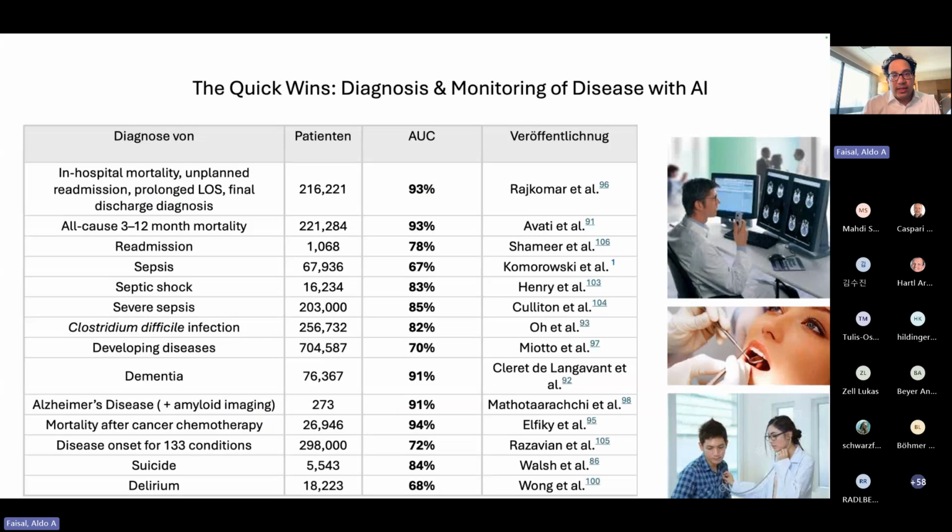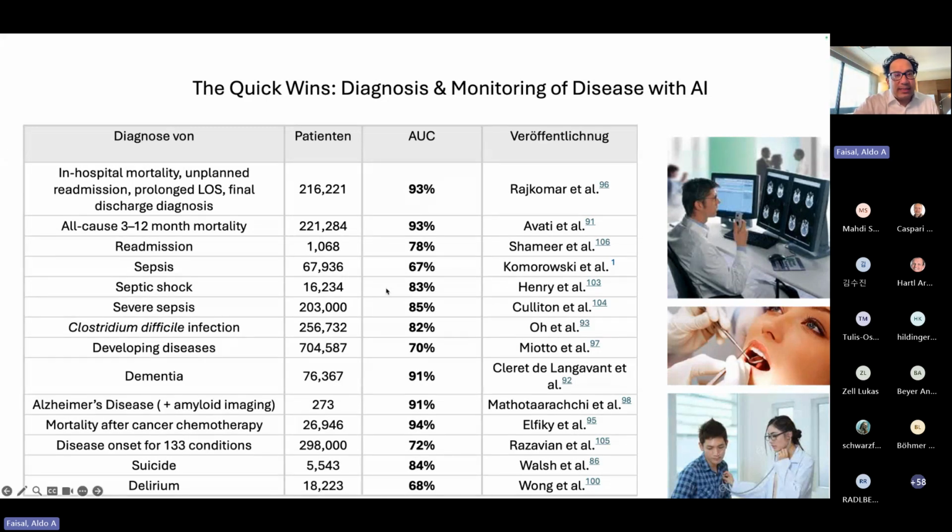And what I wanted to show you here is the many quick wins that artificial intelligence in healthcare achieved over the past 5 to 10 years in this domain. So here you see a list of different diagnoses. You see here in the next column the number of patients that this data system was trained on. And then in the next column, you see what we call the area under the curve, AUC. That's basically a number that if it's 0, then the system gets everything wrong. And if it's 100, the system gets everything right.